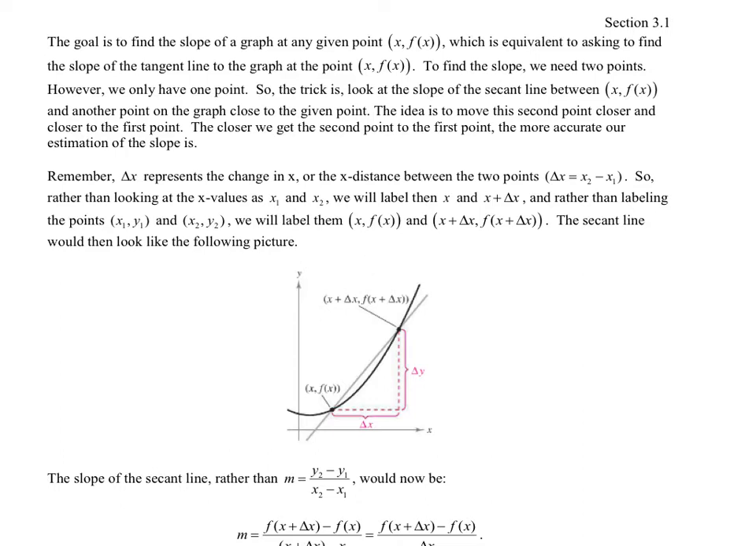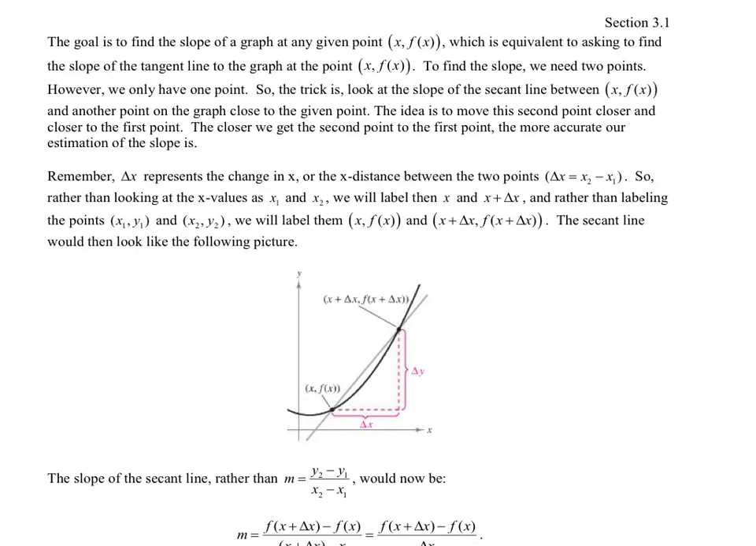Remember, delta x represents the change in x, or the x distance between the 2 points. Delta x is x2 minus x1. So rather than looking at the x values as x1 and x2, we will label them as x and x plus delta x. And rather than labeling the points (x1, y1) and (x2, y2), we will label them x, and then how you find your y value is you plug it into f of x. So your y value is really f of x. The second point is x plus delta x. How would you get that y value? Whatever that value is, plug that into your function. So there are my 2 points right there.